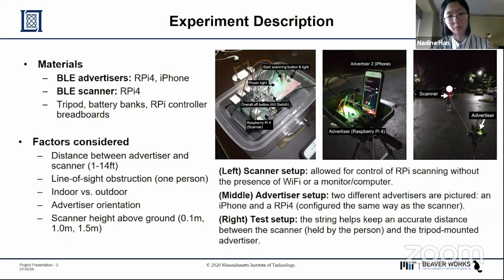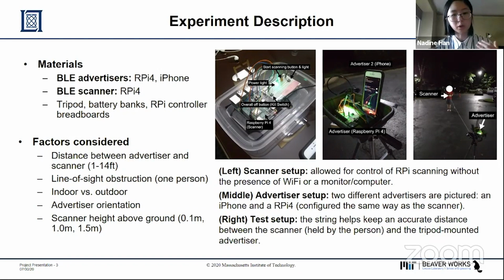So the main factors considered in my experiments were: A, the distance between the advertiser and the scanner, which ranged from 1 to 14 feet. B, line of sight obstruction. So basically any objects that would be between the scanner and the advertiser. In this case, only one was tested. It was one person. I just chose the most extreme case, because oftentimes things like a cloth covering your phone are a lot less obstructive than an entire human being. So one person was used as the obstruction. It was also the person holding the scanner.